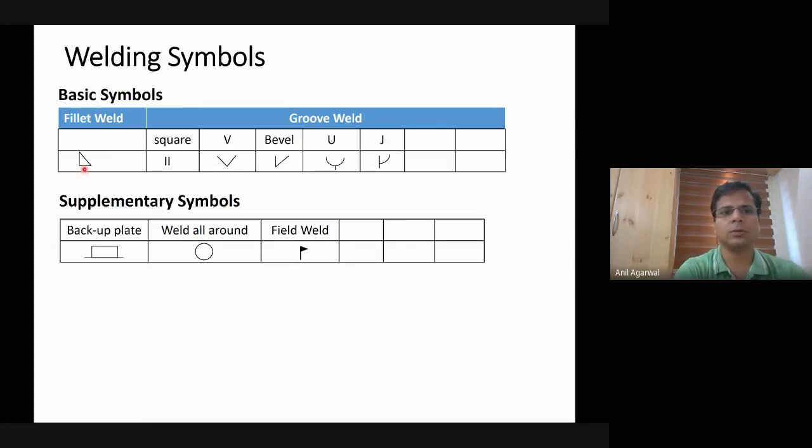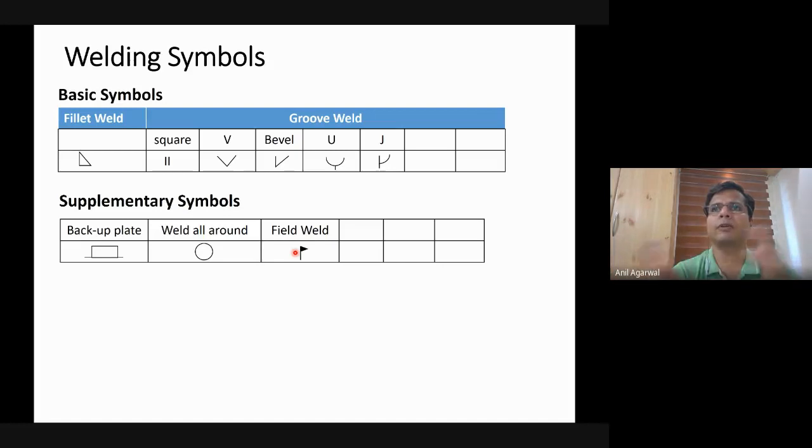Okay, so a symbol like this, a triangle, that is a fillet weld, which is different from a bevel groove weld. So the first symbol, that is fillet weld, that is here, and these are all different symbols for different shapes of grooves for the groove weld. So you may have a square, you may have a V, you may have a bevel, you may have a U, or you may have a J, and these are the symbols that are used. Then if you have to do a backup plate, this symbol is used, a rectangle. A circle usually means that it's a weld all around, and a field weld, if you want to do a field weld, what is the difference between field weld and shop weld?